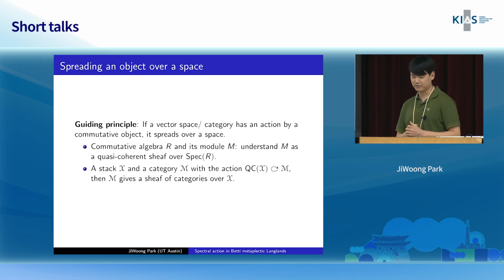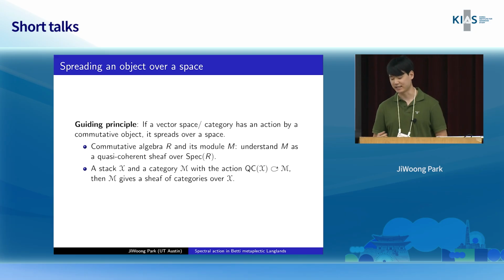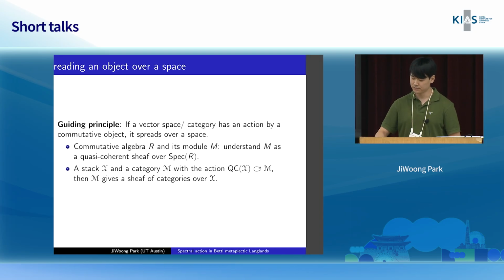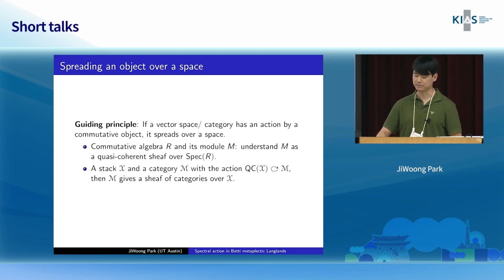I suppose in this conference, we are spreading the category of smooth representations over the Bernstein center. And if you have a commutative algebra R and its module, then you can understand the module as a quasi-coherent sheaf over Spec R, and you can go one level higher. So if you have a stack, say X, and a category M with an action of QC(X) on M, then this module category M gives rise to a sheaf of categories over X. So this is what I mean by spreading an object over a space.